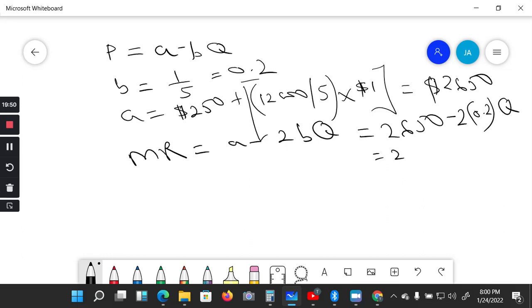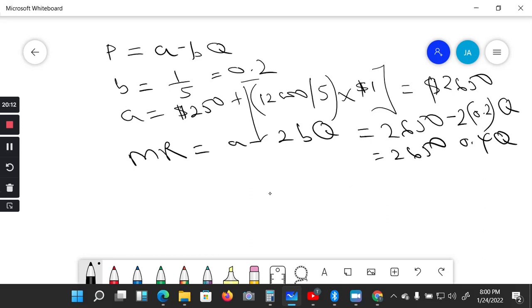Which is equal to 2650 minus 2 multiplied by 0.2, that's 0.4Q. Okay, that's 0.4Q.